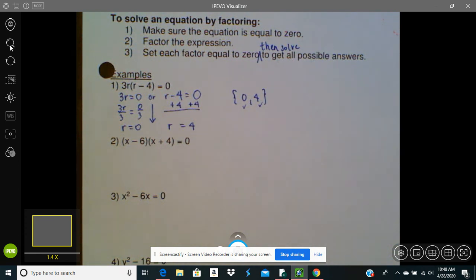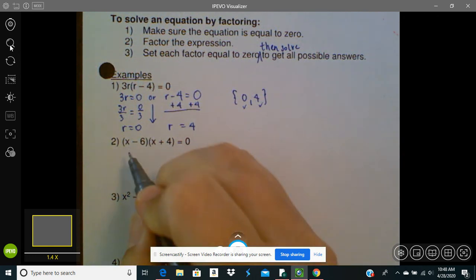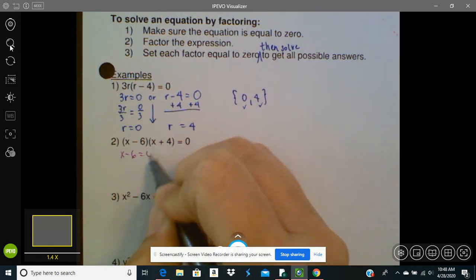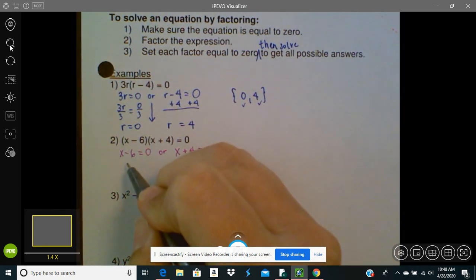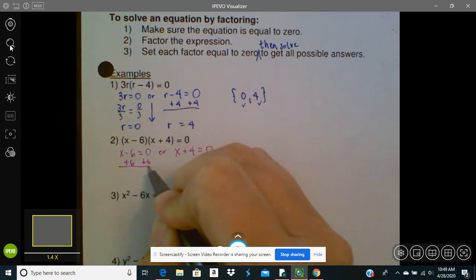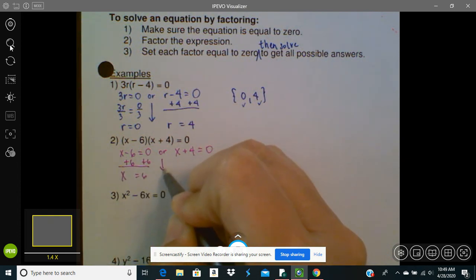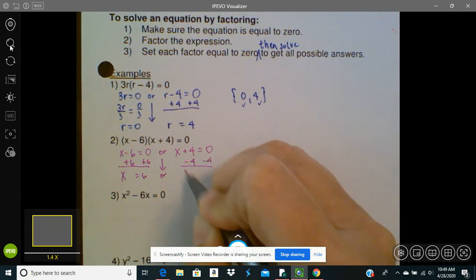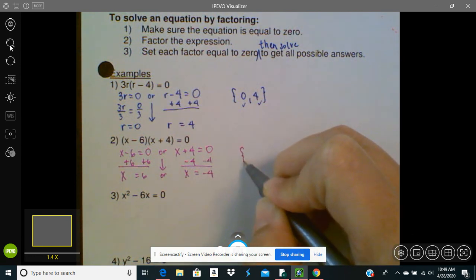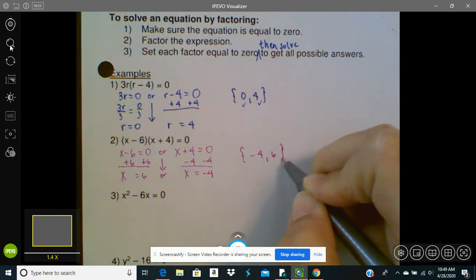So let's look at number 2. I have that x minus 6 times x plus 4 equals 0. So I'm going to write this as two separate equations. Remember, if a product equals 0, each factor has to equal 0. So I know that either x minus 6 equals 0 or x plus 4 equals 0. So let's solve one at a time. We'll add 6 over here. We get that x equals 6. Or, to solve here for x, we're going to subtract the 4 from both sides. We get that x equals -4. So my two solutions are -4 and 6.